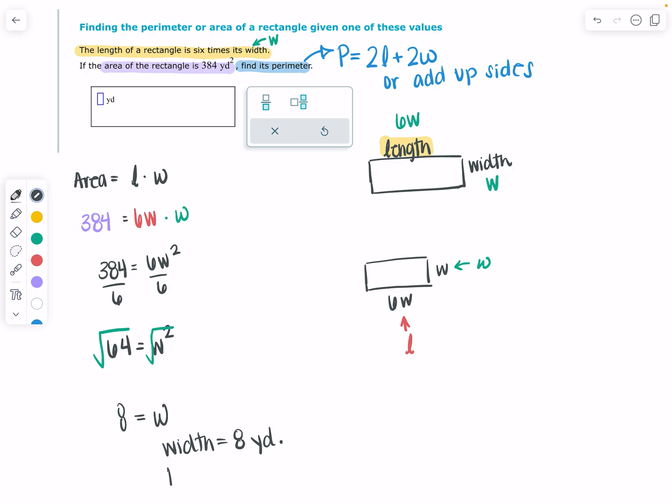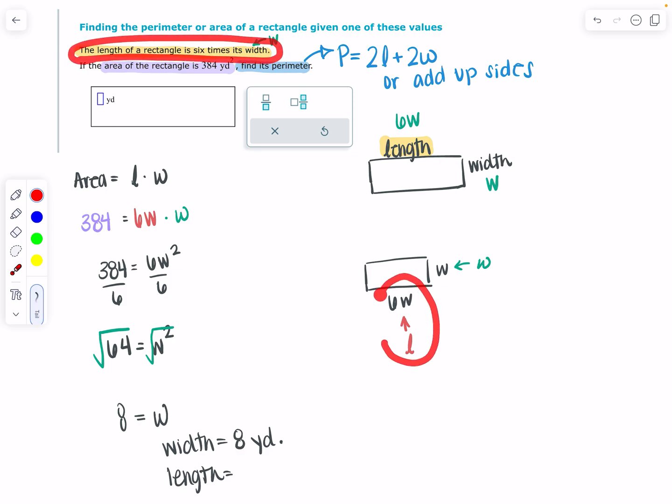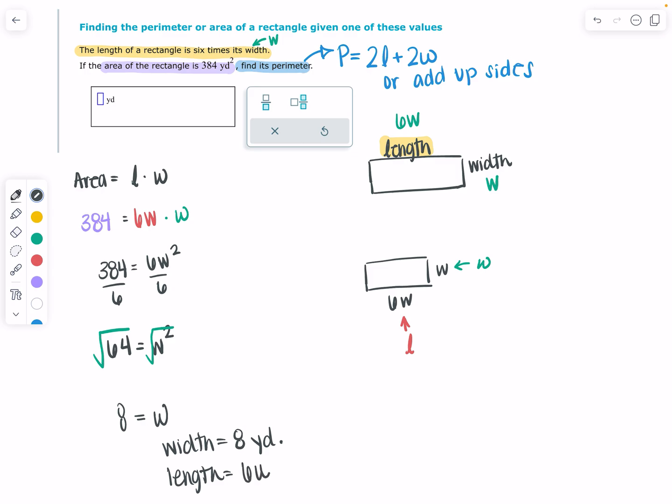The length, they told me back in the beginning of my question, the length is 6 times the width. The length is 6W. So if the width is 8, then the length is 6W, or 6 times 8, or 48. Now again, I'm still not quite done. That is just the length and the width. The question said, find the perimeter.